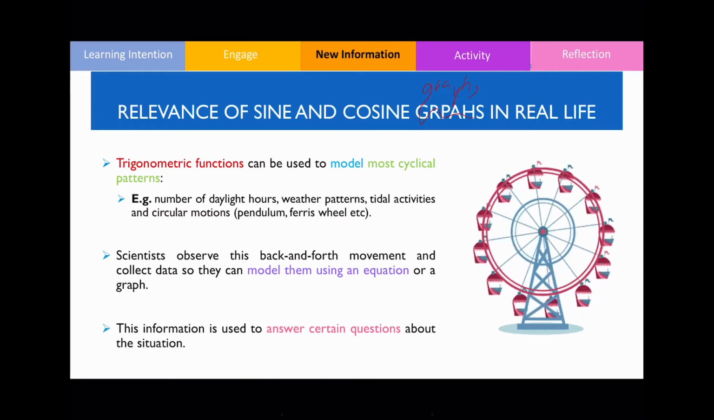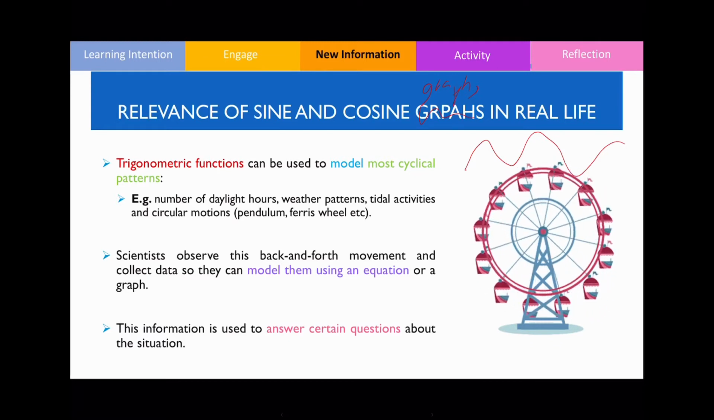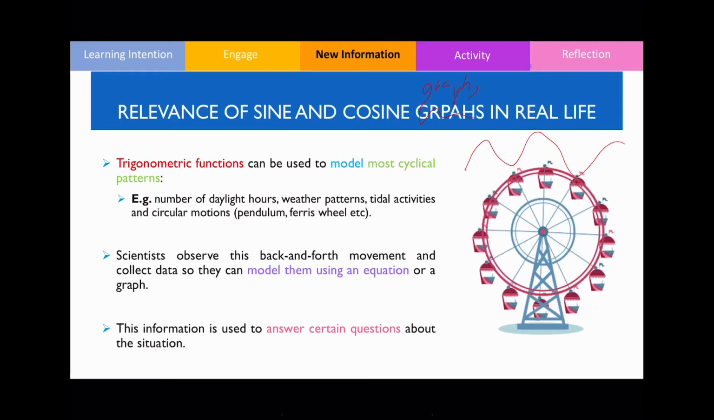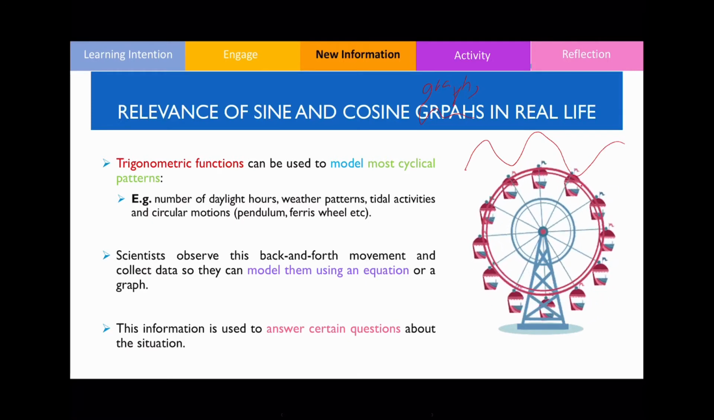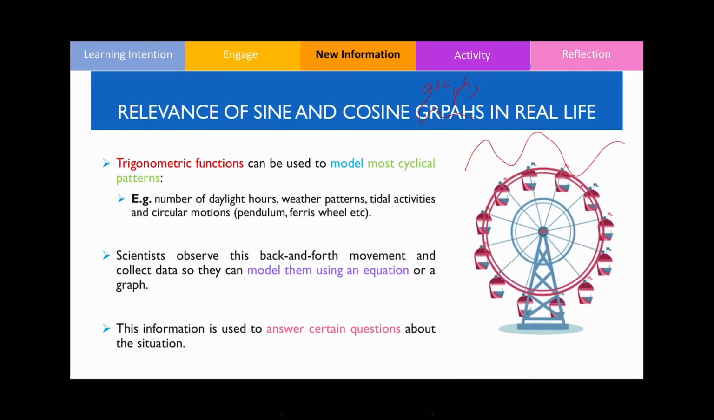For instance, you can actually use a wave-like graph to show the patterns in the number of daylight hours in a month or a year, the weather patterns, tidal activities, and other circular motion. So for instance, what's the height of a person on a Ferris wheel over time, okay? And scientists and other data analysts observe this back and forth movement to collect data, and they represent this using an equation, so in terms of sine, in terms of cos, and this will help them answer certain questions that they're after or wanting to find out. So that's the reason why we're learning about this.